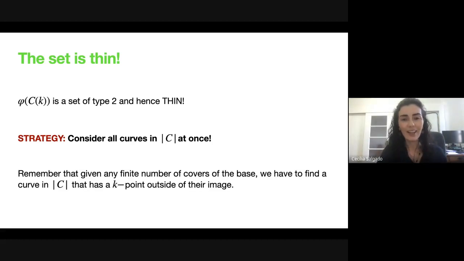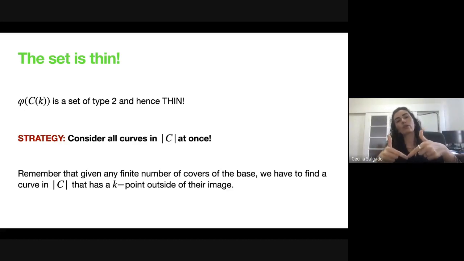So that's just to remind you, given, so what do I have to do to show that a set is thin? I have one more slide repeating this information, which is we are working with the line. I'm not going to care about the Zariski closed because I'm supposing that my curve has an infinite set of K points. So we have to work with type 2. And so I have to take any, like a finite number of covers of the base B, which is P1. And I have to find a curve C in my linear system that has a K point that is not mapped to the same things of this cover.